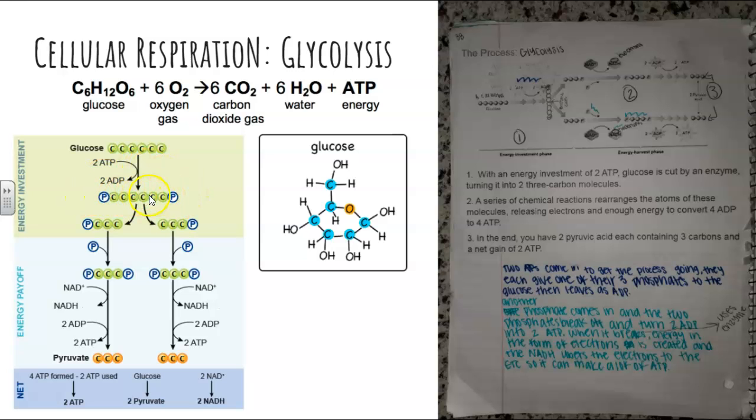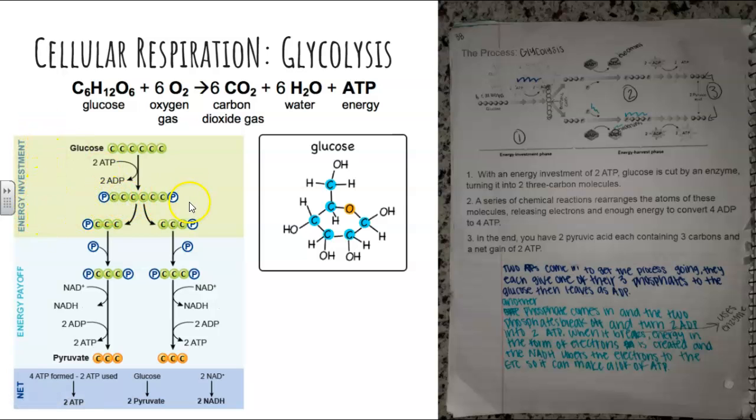So now I have that 6 carbon glucose molecule still here, but I have a phosphate on each end, and I actually used up some energy. I had a high energy ATP, and when it left, it was low energy ADP. So I actually used up some of my ATP here. So I'm literally in the negative in my energy investment phase.